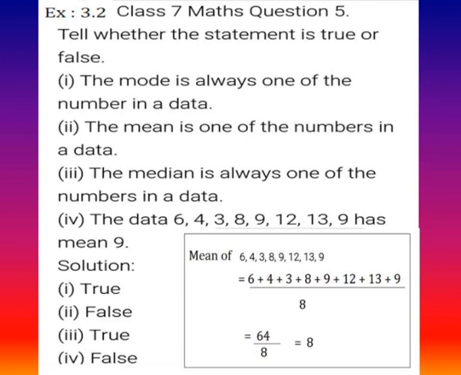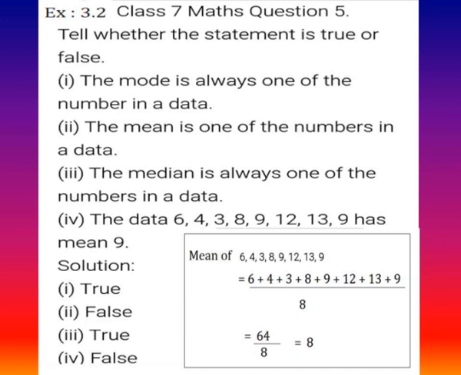Now question number 5, which is the last question of this exercise 3.2. Tell whether the statement is true or false. First subdivision, the mode is always one of the numbers in a data. Yes, we are finding the mode from the given data only. We are choosing from the given data, so the mode is one among the given data. Therefore, the solution is true.